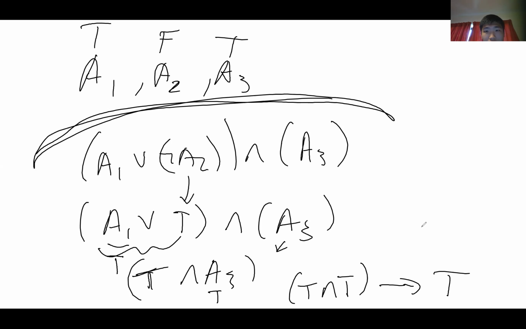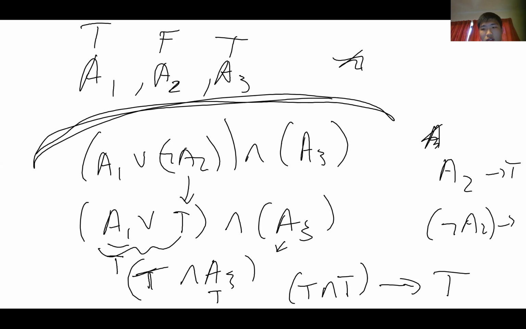With the negation, since A2 is false but there's a negation, is that like opposite equals positive, does that make the false true? Yeah, the negation just flips it. If A2 is assigned true, then not A2 is false. And if I negate again, it flips back to true.